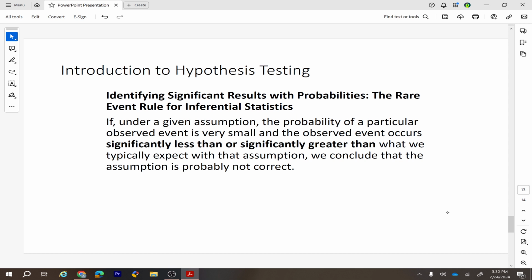Okay, so identifying significant results with probability, a rare event rule for inferential statistics. If under a given assumption the probability of a particular observed event is very small, this is the significance rule, where we can find values which are significantly less than or significantly greater than the usual values, like before.